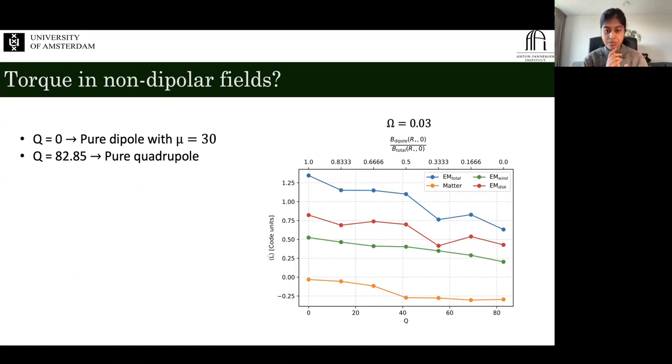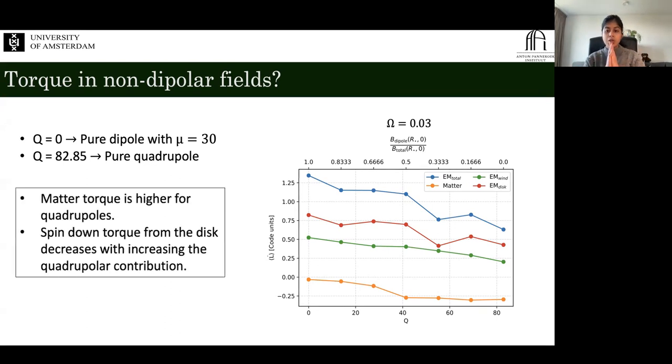So here again, you see the averaged torque at the stellar surface on the y-axis, and on the x-axis, you see the quadrupolar fraction. So Q0 basically means it's a pure dipole, and the last point in Q, the maximum Q, basically means it's a pure quadrupole. And all the points in between are where you have some dipolar fraction and some quadrupolar fraction. We played around with both of them, but kept the total stellar magnetic field the same.